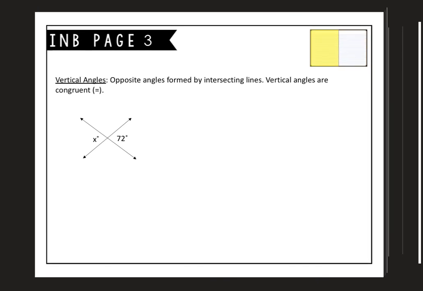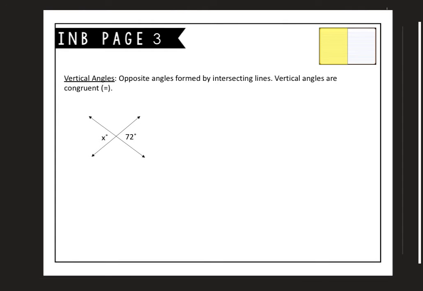All right, so number 3, the last angle pair that we're going to talk about are vertical angles. The definition of vertical angles is opposite angles formed by intersecting lines. So lines that cross, or intersect, it's the angles that are opposite of each other. Vertical angles are congruent, which basically just means equal. So these two angles right here are vertical angles, which means that x just equals 72 degrees. There's really no math to be shown here since we know that vertical angles are congruent.